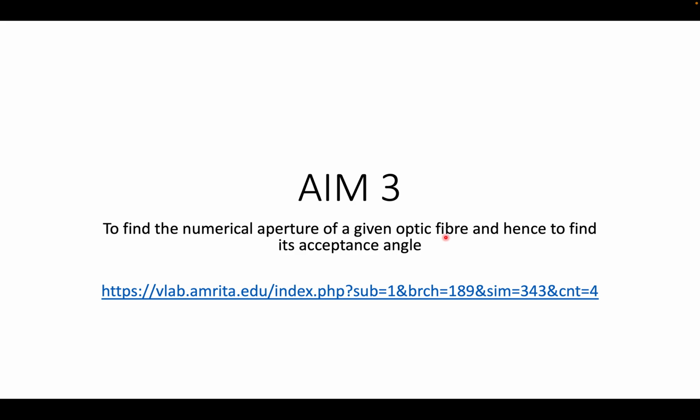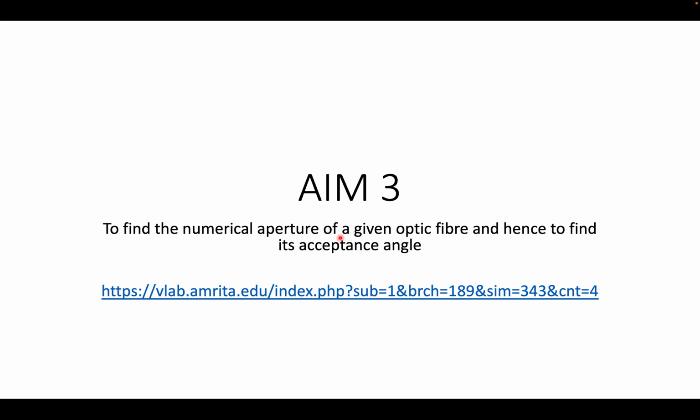Now our aim of the experiment is to find its numerical aperture. Now what is the numerical aperture? It tells you how well the optical fiber is working, and it tells you about the light gathering ability of the fiber. How much light can be gathered by the optical fiber? This is given by the constant, that is the numerical aperture. So it is actually depicting the efficiency, or you can say the quality of the optical fiber which we are using in our application. And then we have to find its acceptance angle also.